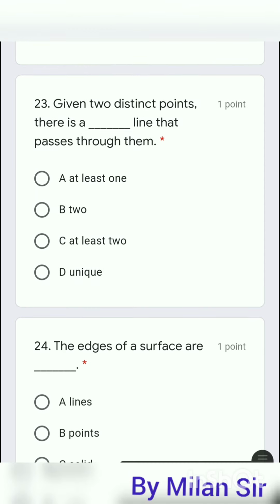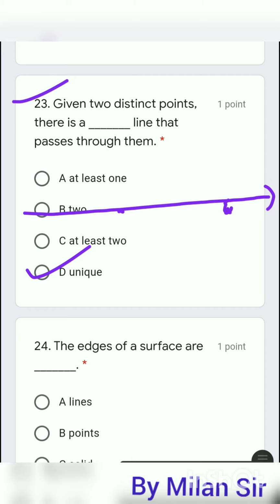After that, question number 23. Given two distinct points, that means here we have two different points, how many lines pass through them? At least one, at least two, otherwise unique. So if we have 2 points, only one line can pass through these 2 points. So here our answer is 1, that means a unique line. Here we cannot pass more than one line. So here our answer is option D, unique line. These things we already discussed in chapter number 5, right?